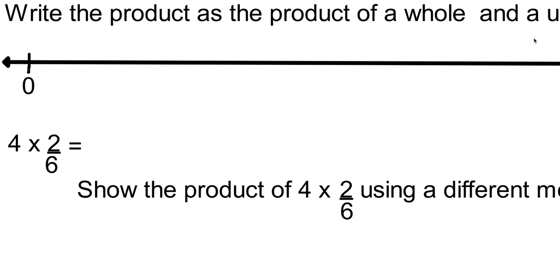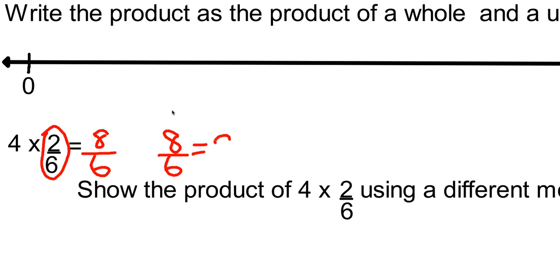Write the product as a product of a whole number and a unit fraction. So we're going to show you how to represent this on a number line. Okay, so we have 4 times 2/6. That means I'm going to do 2/6 4 times, which would give me 8/6, right? And then 8/6 is equal to 8 times 1/6, right? All right, so let's show it on our number line.